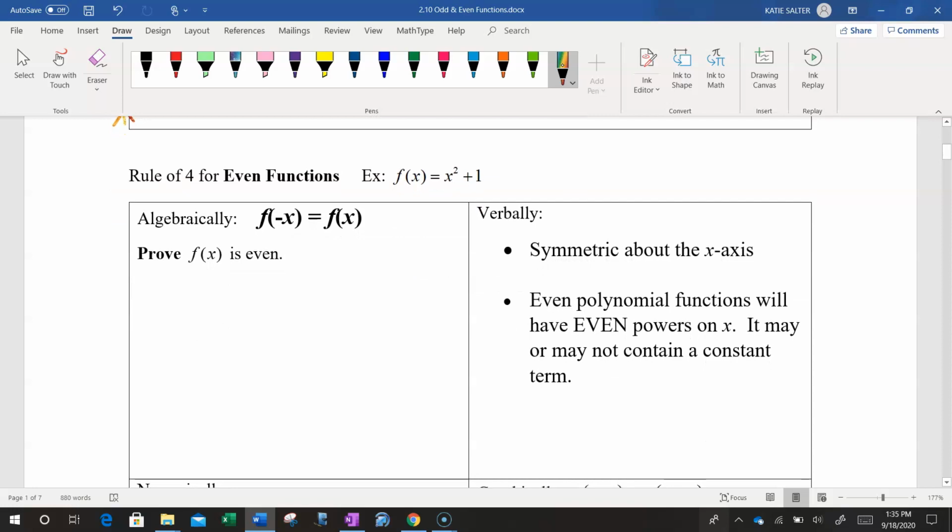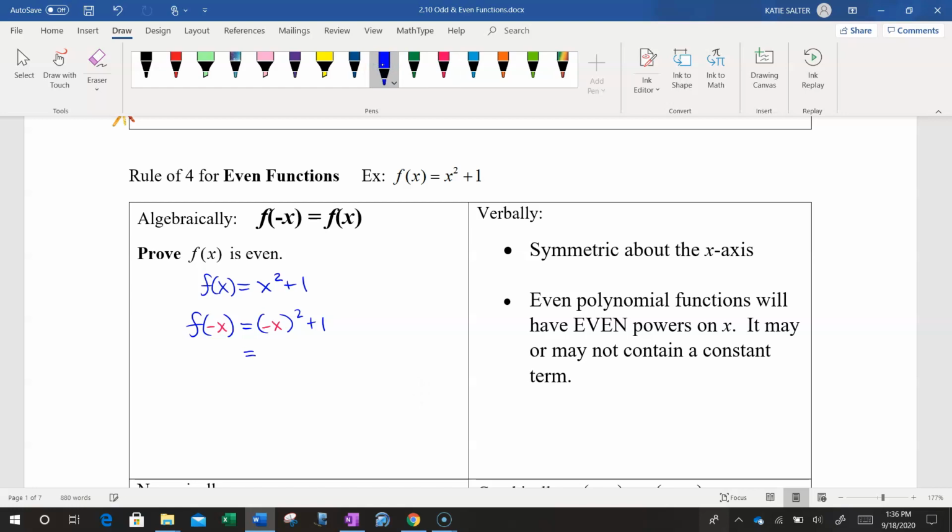All right, so let's say we are looking at the function f of x equals x squared plus 1. The first thing we're going to do is prove that f of x is even using the definition. So I'm going to copy down the function f of x is equal to x squared plus 1. Then I want to show that if I substitute negative x in for x, I would come out with the exact same function, because that's the definition: f of negative x equals f of x. So right here, I'm going to substitute negative x in everywhere I see x. And then we're going to work it out.